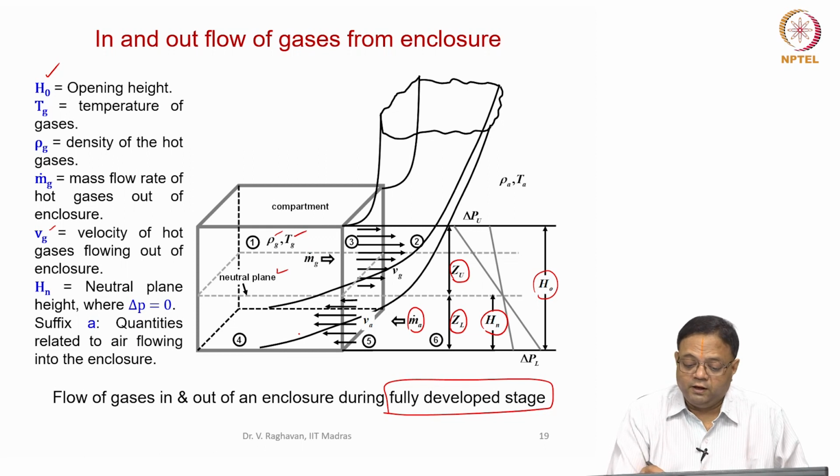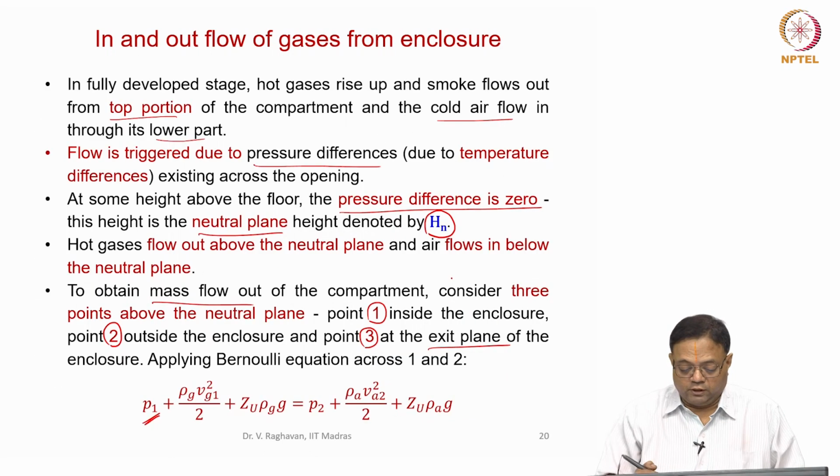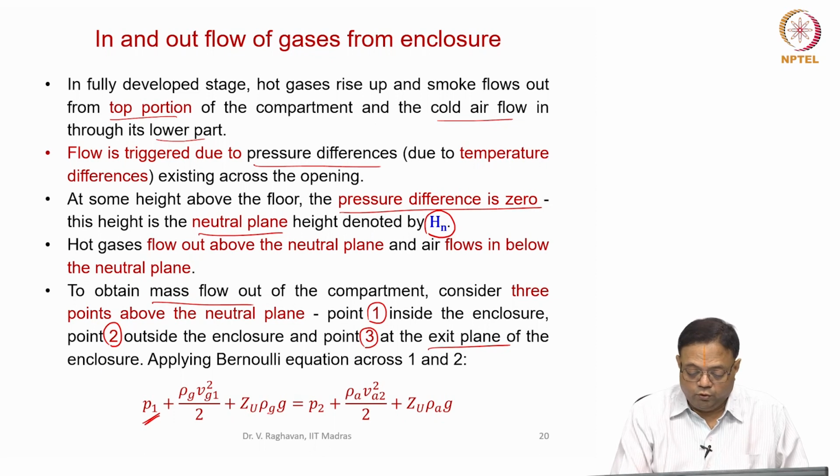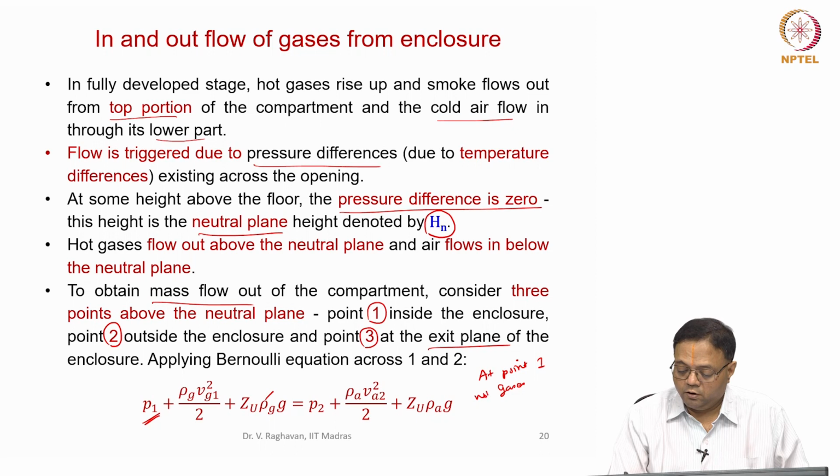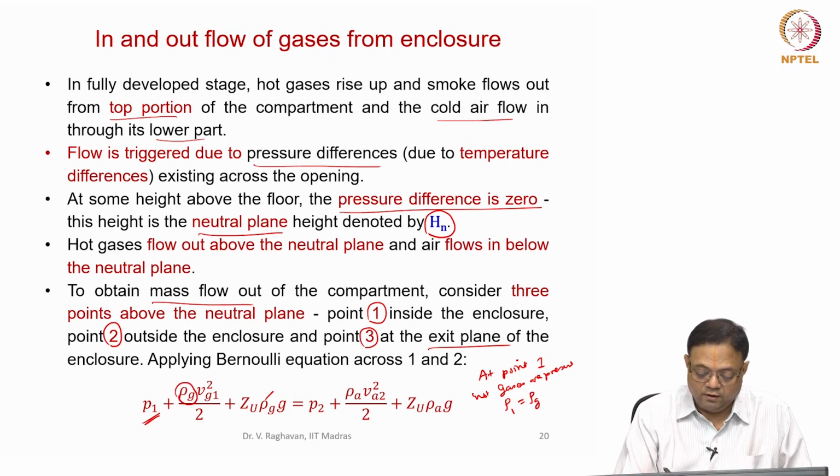Now the Bernoulli equation is applied to the top portion here. So at the point 1 and point 2 or point 3, you can see that g into Zu is used basically. So that's what we are using here. So rho g g Zu. Why is rho g used? Because at the point 1, hot gases are present. So rho 1 will be equal to rho g. So that's what we have put here.